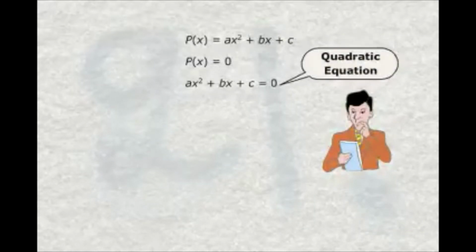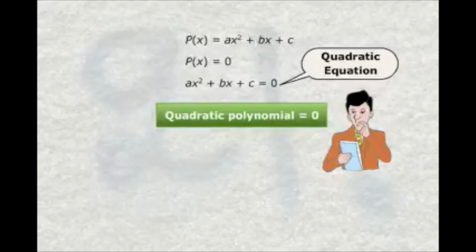So what have we done here? We have just equated a quadratic polynomial to 0 and we got a quadratic equation. So a general quadratic equation in variable x is of the form ax square plus bx plus c equals 0. Now a, b and c are real numbers and a can never be equal to 0. Okay? Let me give you a couple of examples of quadratic equations.